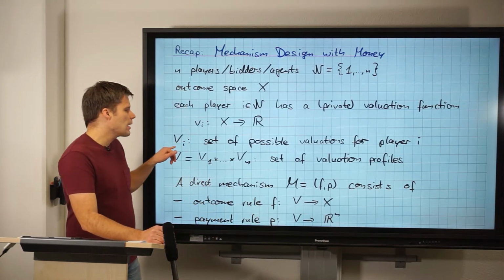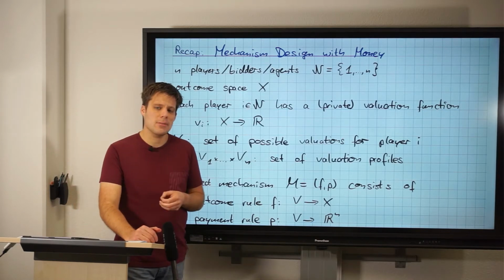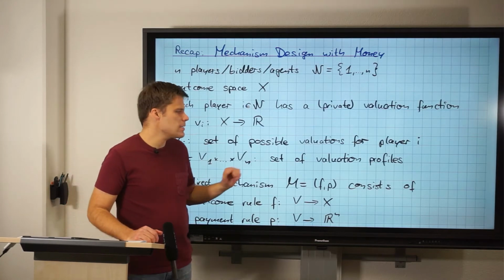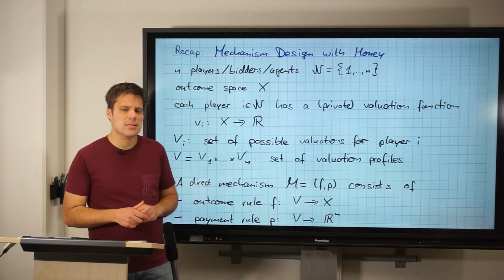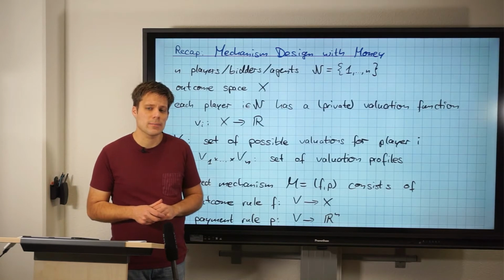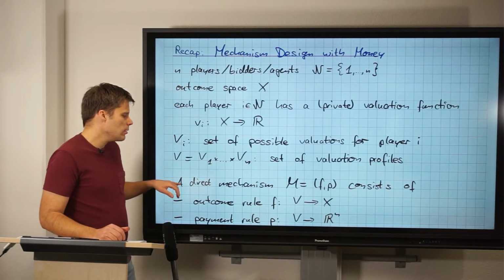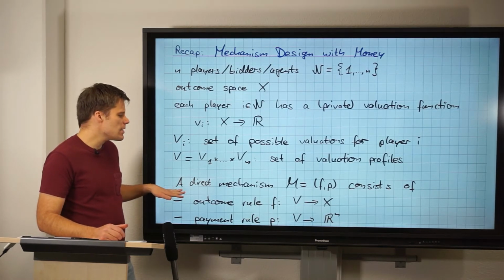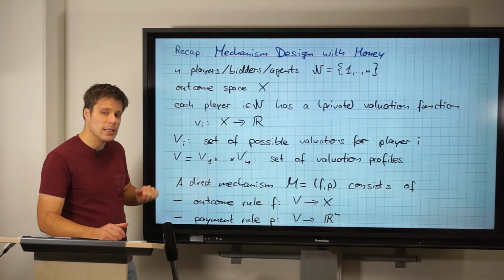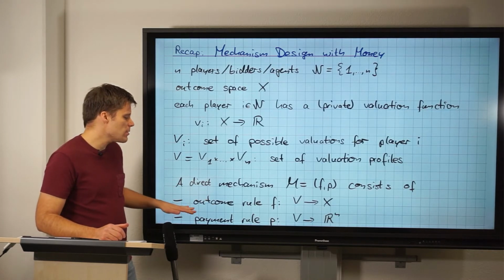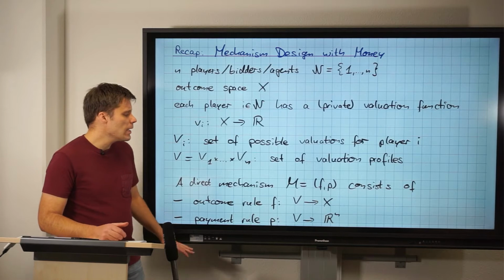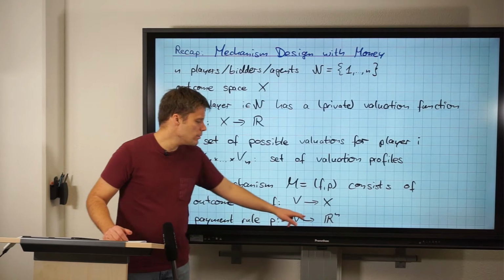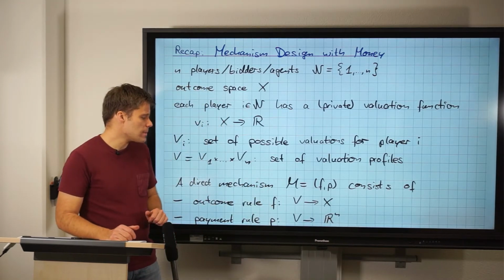This might also be a negative number, which means that the player associates some cost to this outcome. Good. Now we call capital V_i the set of all possible valuation functions for player i. And capital V is the Cartesian product of these, so this is the set of all valuation profiles. Now, we defined this last time more generally, but for today it is enough to think about direct mechanisms. A direct mechanism corresponds to an outcome rule and a payment rule. The outcome rule determines an outcome, and the payment rule determines the payments.